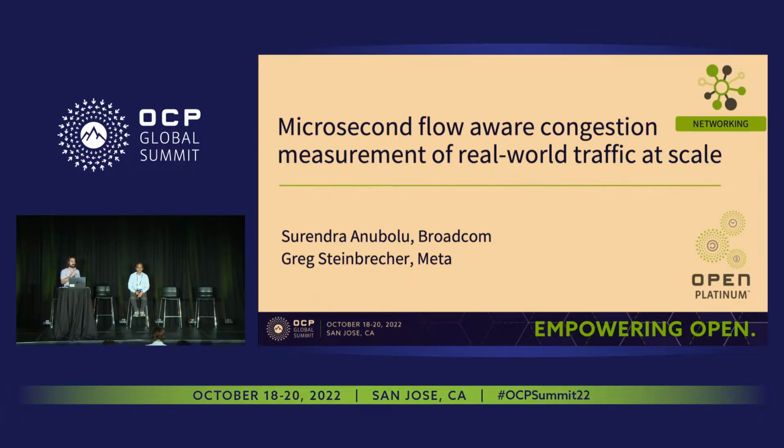We're going to be talking today about some work we did together on microsecond flow-aware congestion measurement of real-world traffic at scale, which you can read on the screen. This is work we've done over the past couple of years, developing novel measurement tooling as a collaboration between Broadcom and Meta. We're going to talk both about the measurement tooling itself. I'll talk a little bit first about the motivation for it, and then share with you some real-world data and how we've used that data.